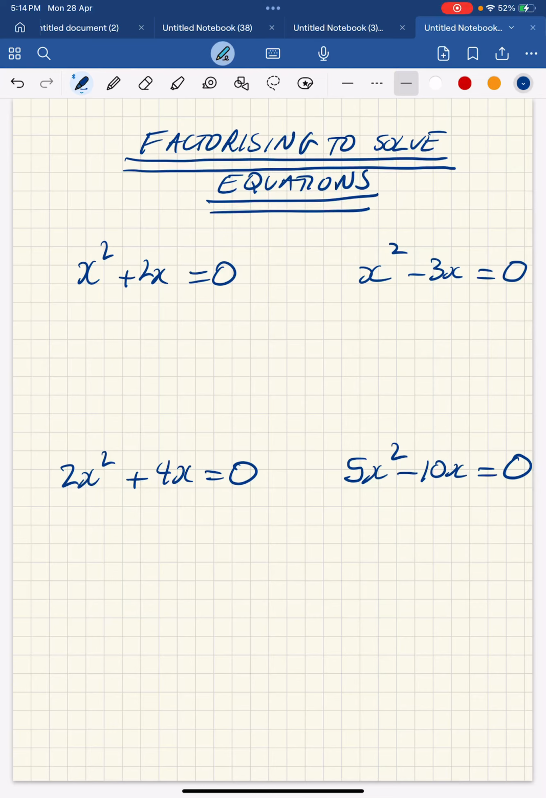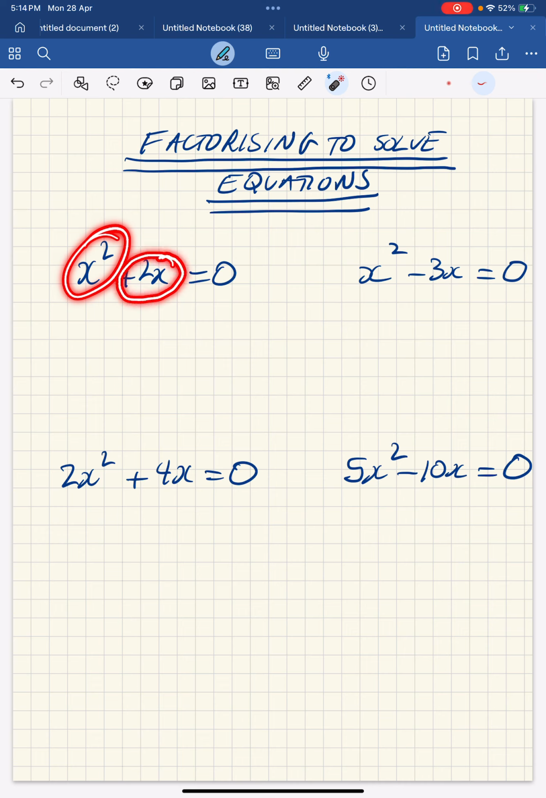So here we've got some equations. It's an equation because it's got an equal sign, and it's a quadratic equation because it's got an x squared. But because it's got x squared and x's, the balancing method is not going to work for us here. So we've got to think about factorising.